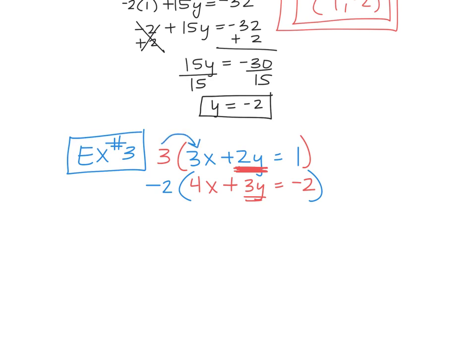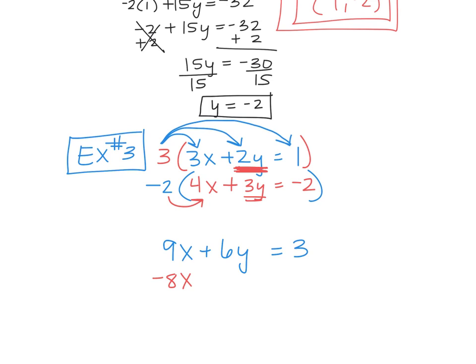Starting here, what's 3 times 3x? 9x. What's 3 times 2y? 6y. Plus 6y equals, careful, that's where a lot of people make the mistake, equals 3, right? Make sure you multiply that 3 by both. Okay, so that's my new top equation. Now the bottom one. Negative 2 times 4x is what? Negative 8x.